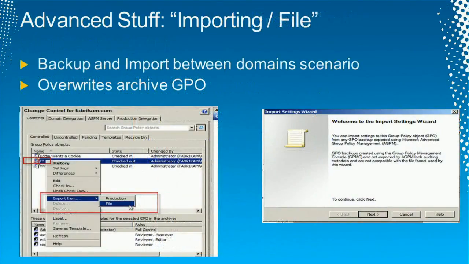And then also, you can import from file. This is a scenario if you have multiple domains or multiple forests, you can actually do a backup from one forest and import from file. So you can have a completely offline test lab in a closet somewhere and get those GPOs into your real production using import from file.